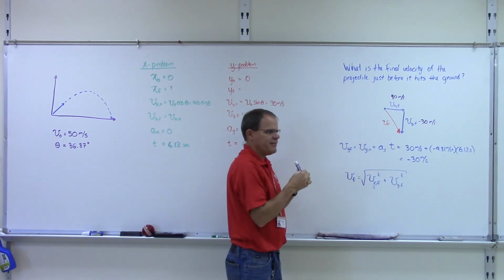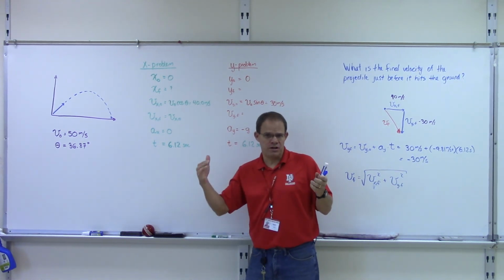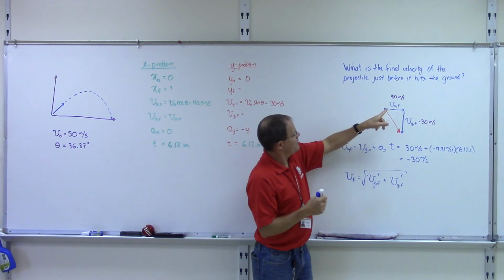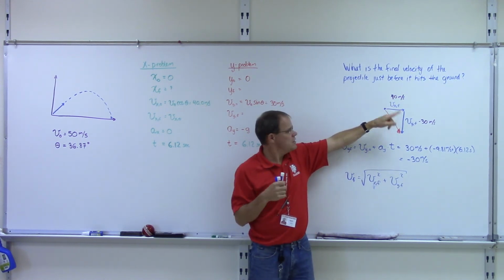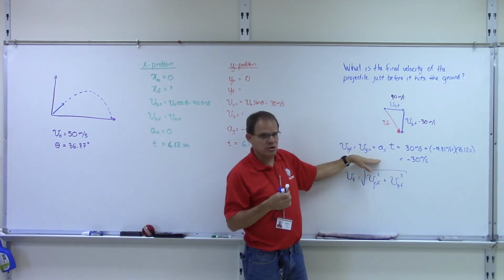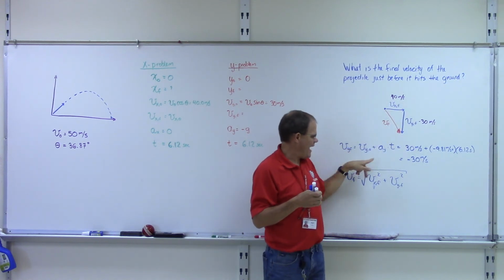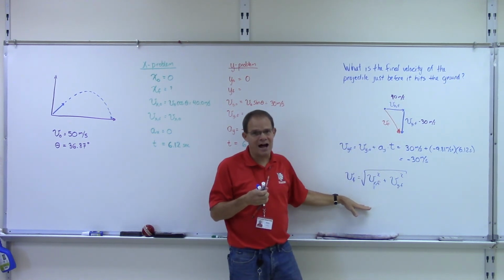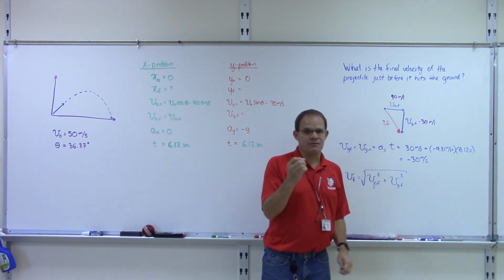So when you want to find the final velocity of a projectile, or the velocity at any point in its trajectory, you've got to find the velocity in the x direction at that point, which is pretty easy because it never changes. You've got to find the velocity in the y direction, and the easiest way is probably to use this equation. And then, using the velocity in the x and the y direction, add them as vectors to find the final velocity. Okay? So that'll help you solve the next problem where I ask you for the final velocity.